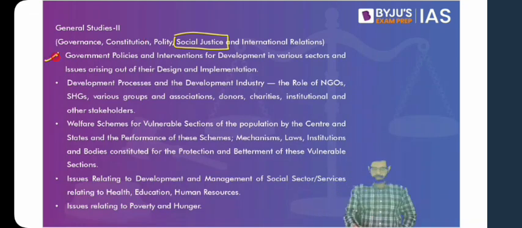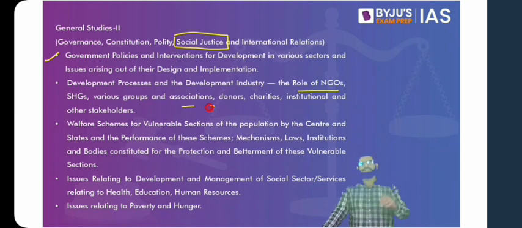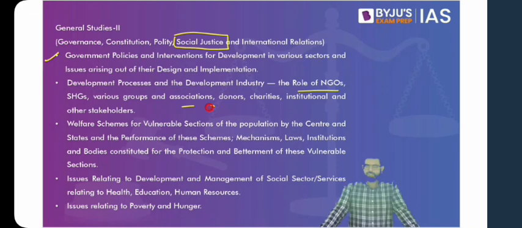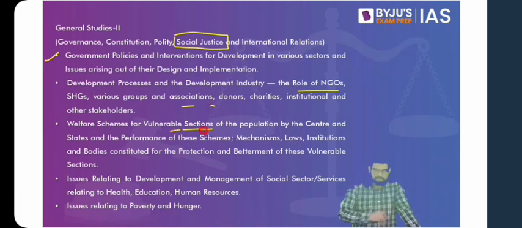Then we talk about the role of NGOs, self-help groups, and other institutions, because it is not just the role of the state for the betterment of people, but we see that civil society and groups like non-governmental organizations also play an important role with respect to betterment of the society. Then vulnerable sections that we have already talked about.